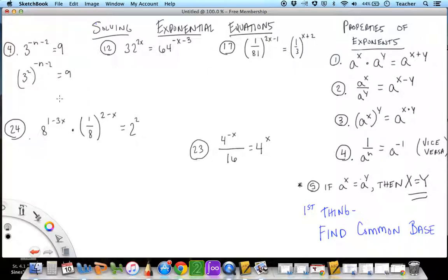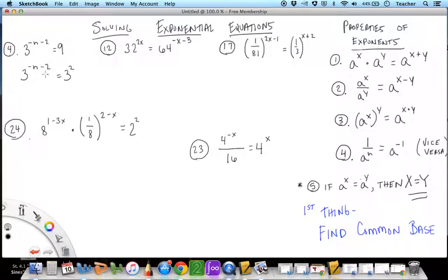This would be wrong. The reason why is that I've changed the base 3 to 9. I've made it larger. I've changed the value. If I were to write this back into its regular form, I'm not going to get the same exact problem. 9 is not 3. This is a completely different problem. So what we need to do is change the base without changing the value. So we keep the 3, negative n minus 2 equals, and instead of having 9, we can easily write 9 with the base 3 as 3 squared.